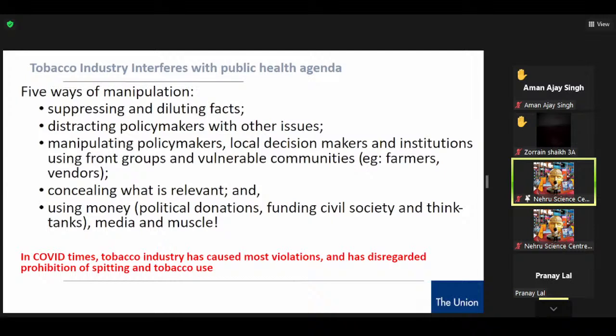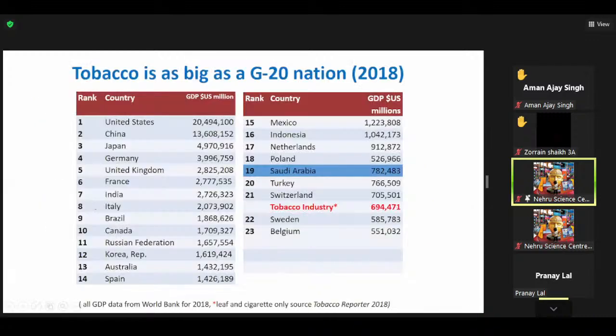In particular, in COVID times, the tobacco industry also showed a lot of violations, and I'll show you how they were disregarding the prohibition on smokeless tobacco and spitting and tobacco use. They violated that many times over. Just want to bring this to your notice that all the tobacco you consume in India today, right?